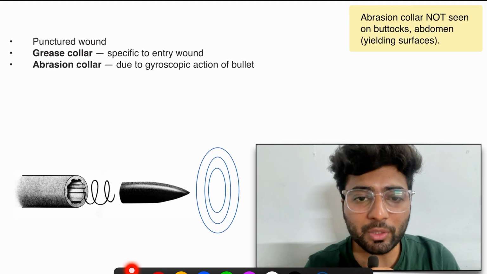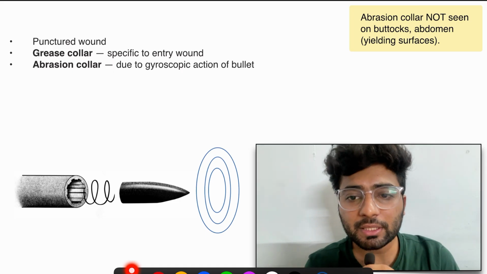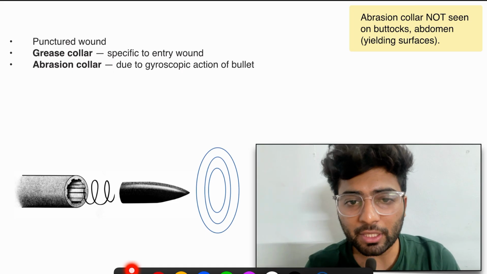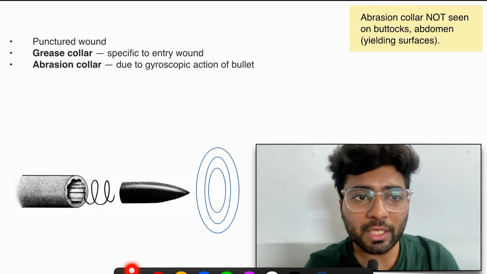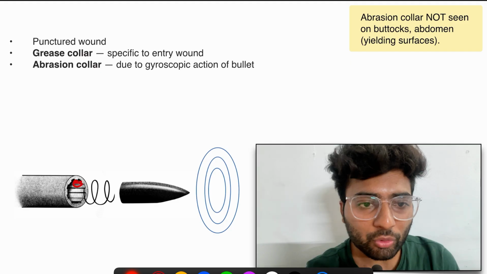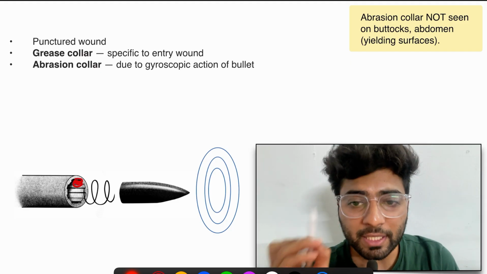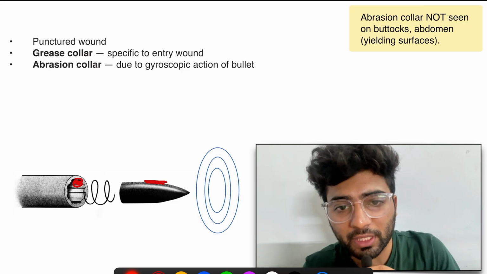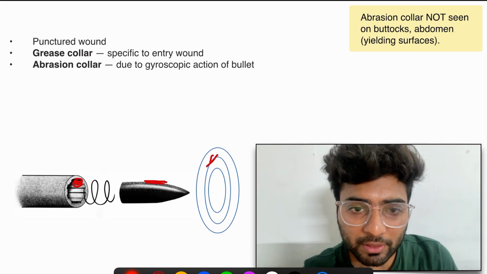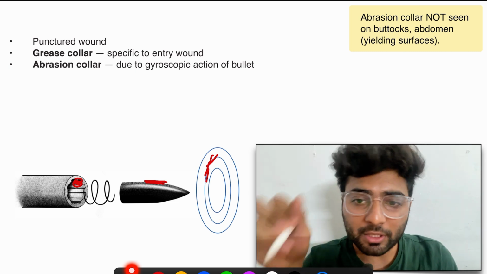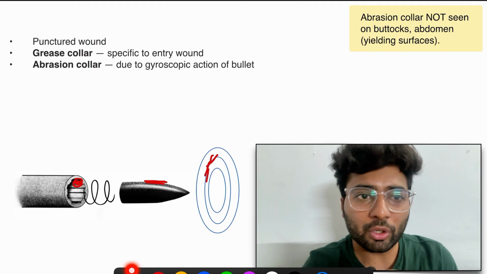Now whenever the bullet enters the skin, there are three important things. First, the bullet will enter the skin, so this over here is the puncture wound. Second, there will be some grease in the rifle. That grease will stick to the bullet also. So whenever the bullet goes inside the skin, the grease will be somewhere over here. So in the center we have the puncture wound or the bullet entry point, and surrounding it there will be a grease collar.